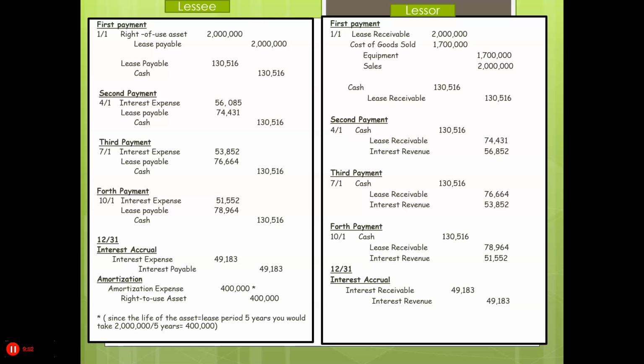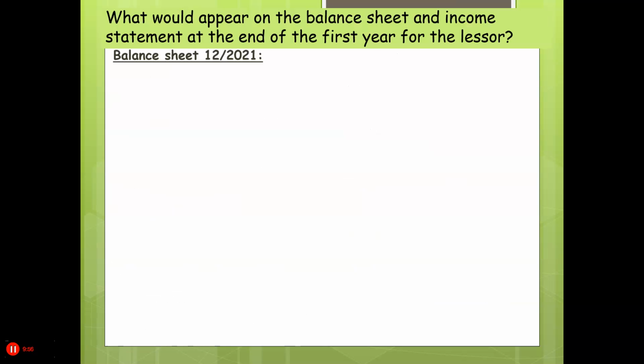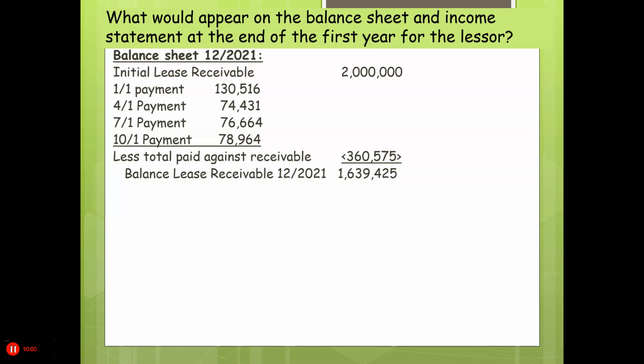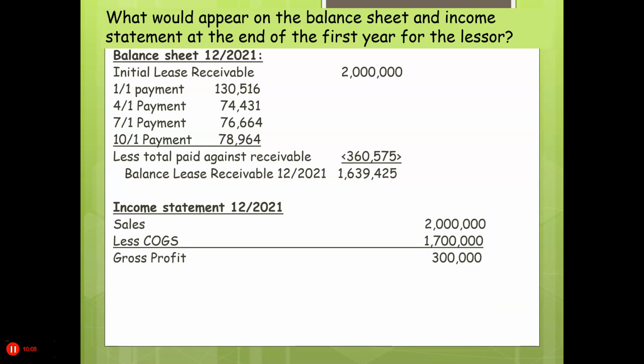Now, what is this going to look like on the financial statements? For the lessor, they're going to see $1,639,425 is the balance in their lease receivable. And on the income statement, they're going to see gross profit of $300,000, plus they're going to see interest revenue. That concludes part 2 for chapter 15.